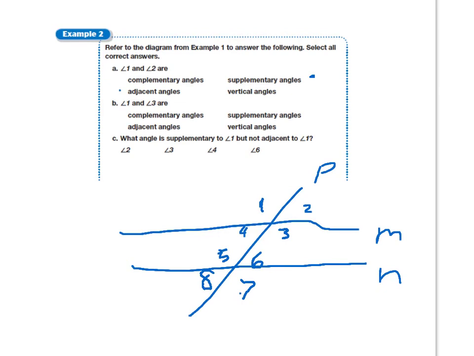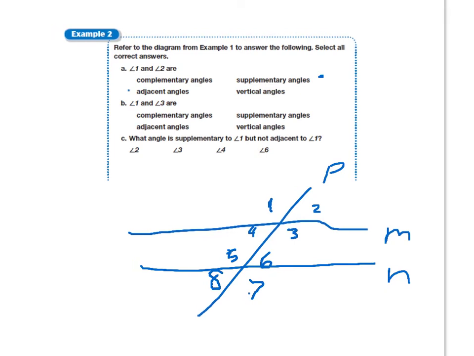Actually, the only answer that's correct here is that these are vertical angles, because they're not supplementing or complementing. They're not even on the same line, and they're not right next to each other, so they're not adjacent, but they are vertical angles. Okay? They're also across from each other, but they didn't give us that option.